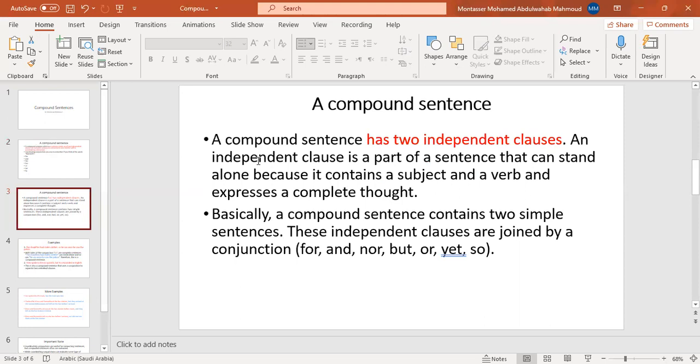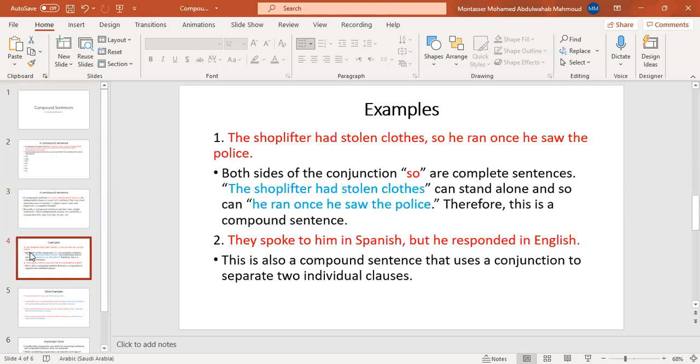Basically, don't forget, my lovely students, that a compound sentence contains two simple sentences. These independent clauses are joined by a conjunction, which we call a coordinating conjunction, FANBOYS: for, and, nor, but, or, yet, so. Now it's time to see some examples.